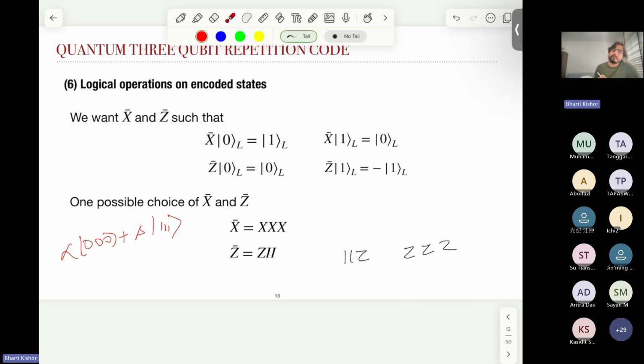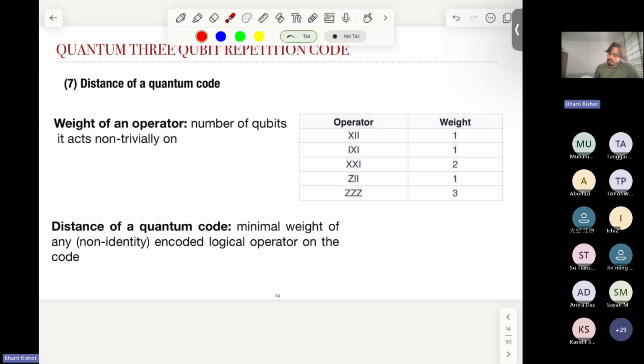Now we need to talk about the notion of distance, and for that we need to understand something similar to Hamming distance. Here we need to talk about something called the weight of an operator. The weight of an operator is the number of qubits it acts non-trivially on. So for example, if you have XII, its weight is 1. If you have ZZZ, its weight is 3. It's the non-identity operators in your Pauli string. So if you have XX, its weight is 2.